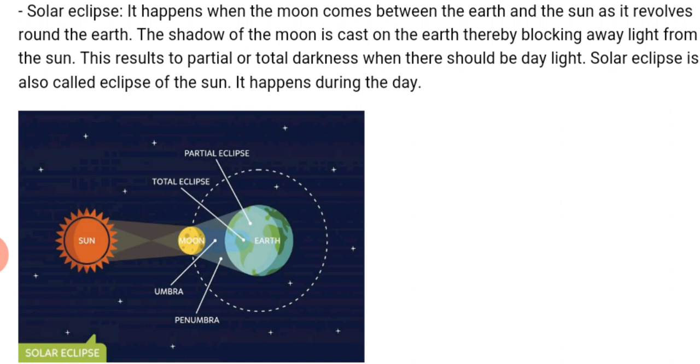And we said those parts of the earth that is blocked by the what? By the moon, we experience total darkness or partial darkness. That is, it will look as if they are in the night due to the what? Blockage of the sunlight by the what? By the moon.